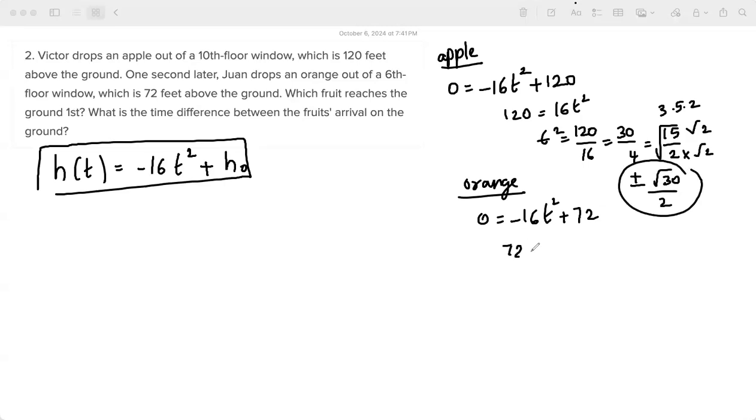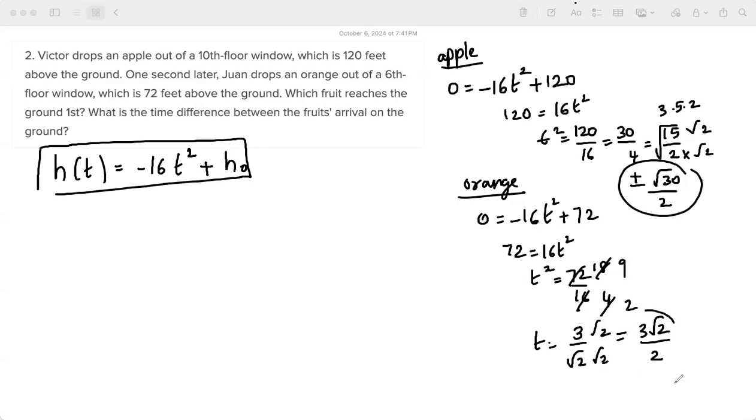Now this one would be 72 equals 16 t square, so t square equals 72 by 16. 4 1s are 4, 8, 4 4s are 16, so 9 by 2. So t will be equal to 3 by square root of 2, which is incorrect. So I'll take it out as 3 root 2 by 2.